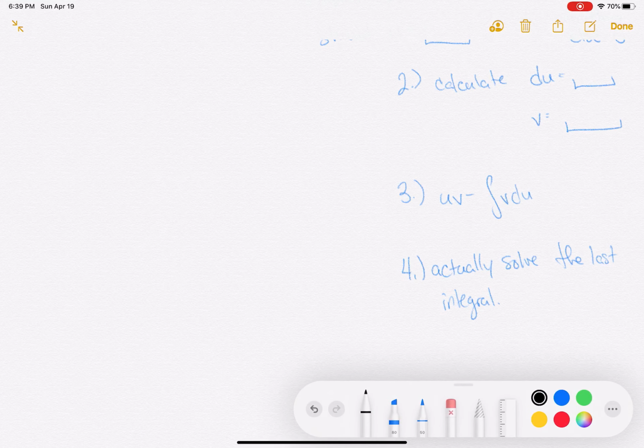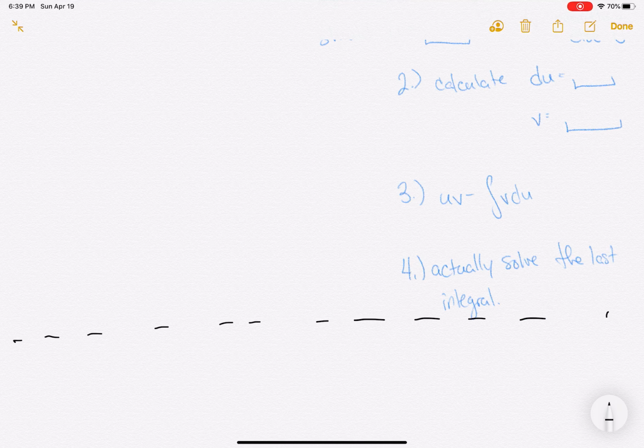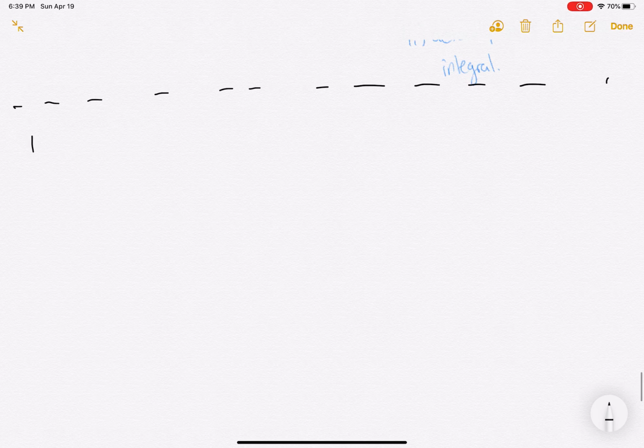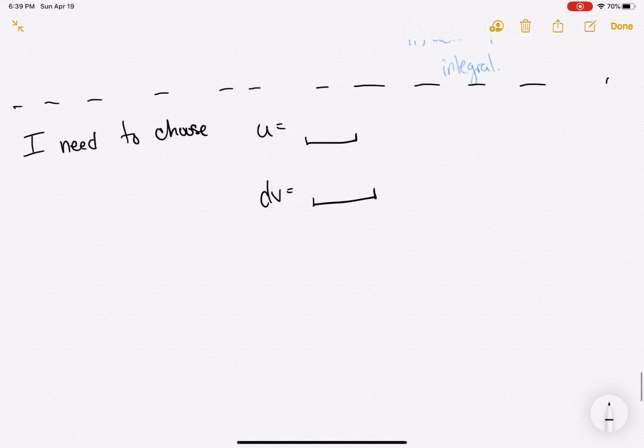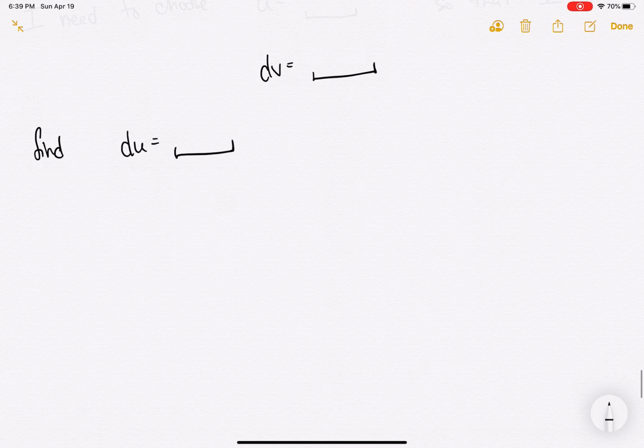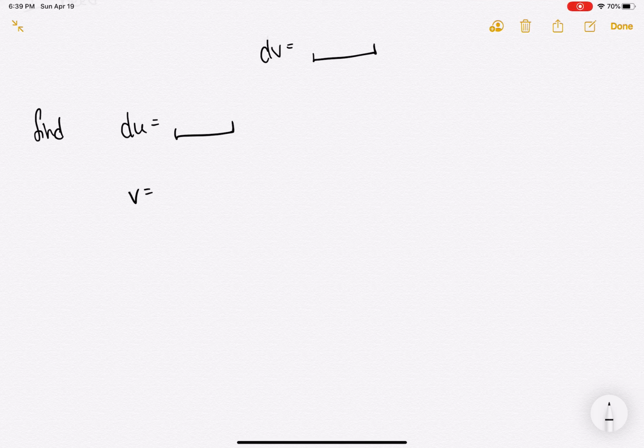Okay, so let's see if we can somehow make this work here. So I need to choose u equals something, dv equals something, so that I can find du equals something and v equals something. But the special thing about v equals something here is that v always equals the integral of dv.